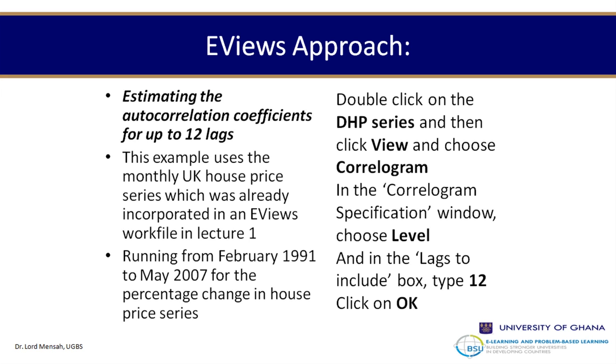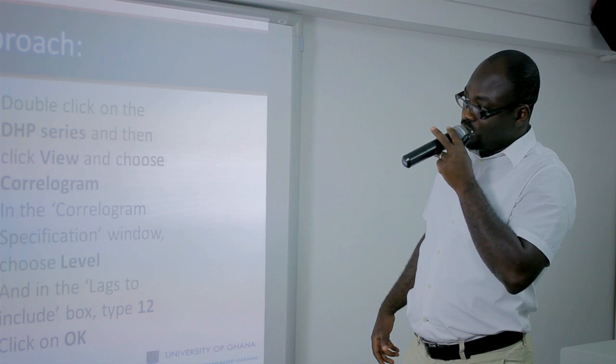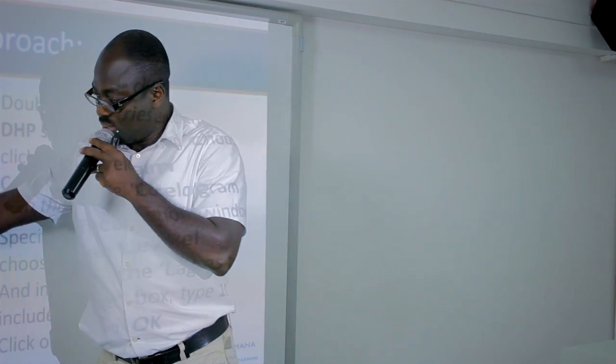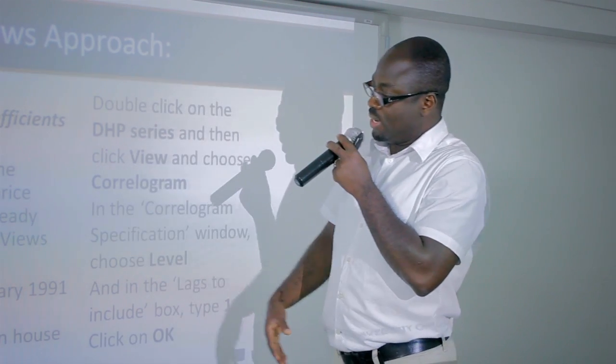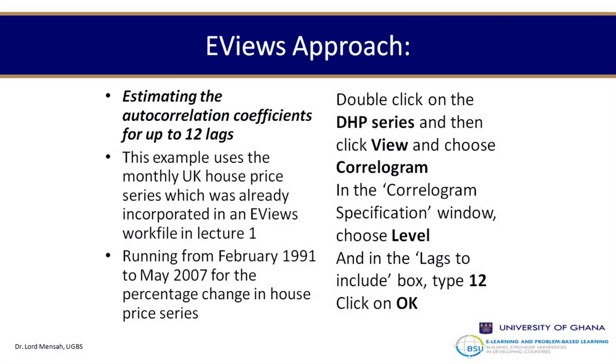So I go back to my screen and demonstrate how you can use EViews to forecast, and how you can estimate the autocorrelation coefficient for up to 12 lags. We're going to use the data on the monthly UK house price series, which was already incorporated in an EViews workfile that we did, running from February 1991 to May 2007 for the percentage change in house prices. Then double click on the series in EViews, and under View, choose the correlogram, to see how the relationships within the series decay over time. In the correlogram specification window, choose levels, and in the lags to include box type 12. Okay, so I'll demonstrate that on the screen here.